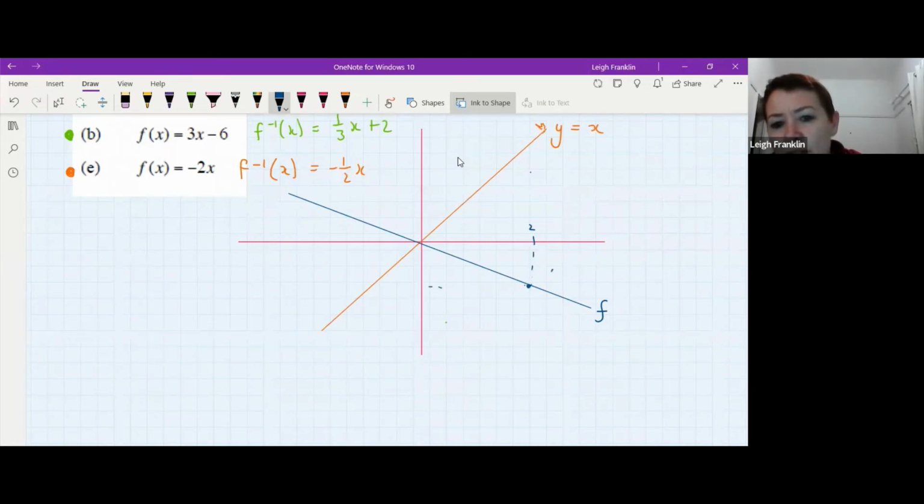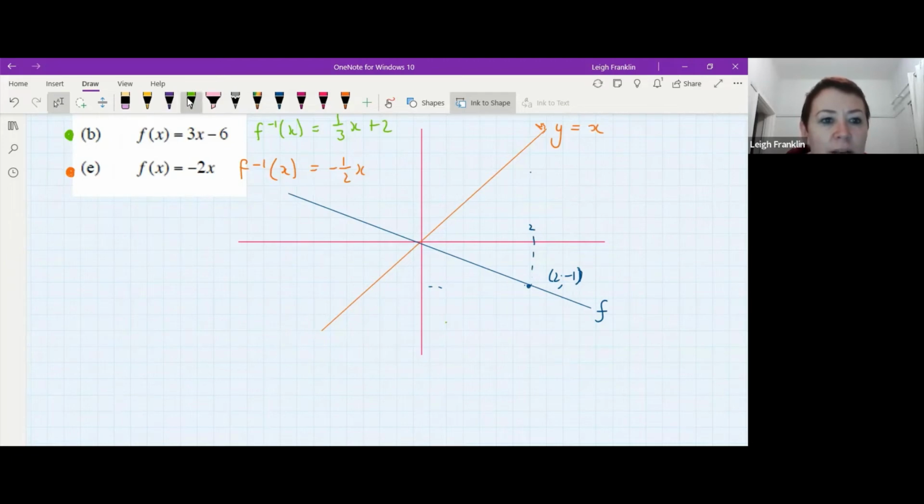That would be the point here. It would be (2, -1), for example. Sorry, that's supposed to be a bracket. And then when I reflect this over the line y equals x, I can see how my x and y are going to change. So now its inverse would have looked like this.